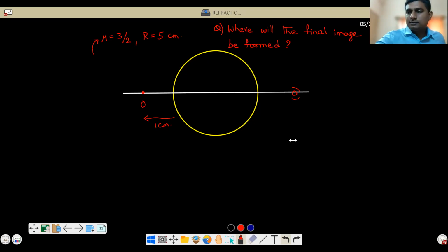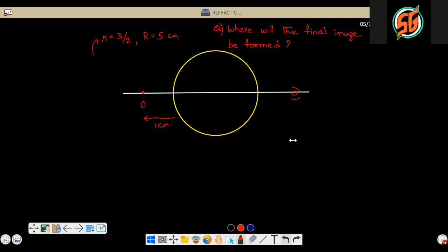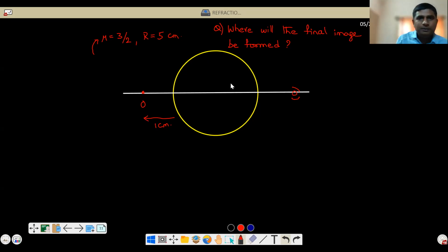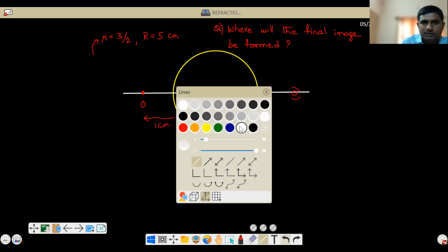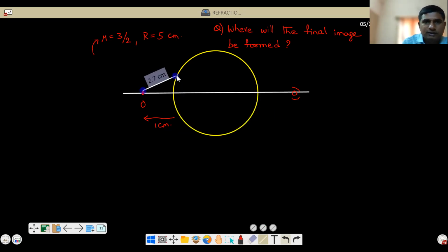Okay, what is the answer? Sir, 5 by 4. No. So minus 2/3 or minus 8/3? No, no, no. Very simple problem. See here. First, what you have to do? First, this is the object. Always start from the object. So take two rays. These are the two incident rays. This is one incident ray.